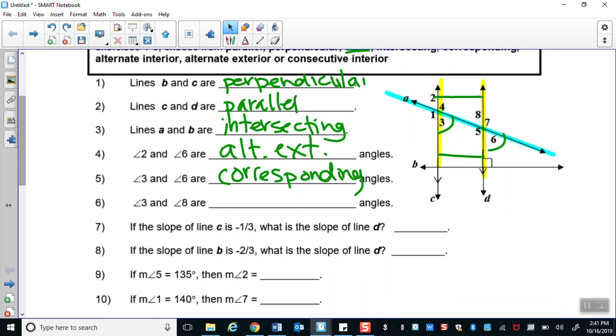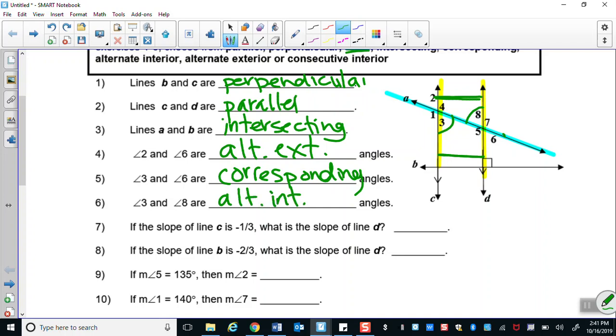Now let's look at 3 and 8. So we have 3 and 8. We can see they're inside the box, so we know they're interior, and they're on opposite sides of that blue line. So those are called alternate interior angles. Okay, so remember those 5 relationships, and you have your purple sheet if you want to use it as a reference while you're doing this study guide.